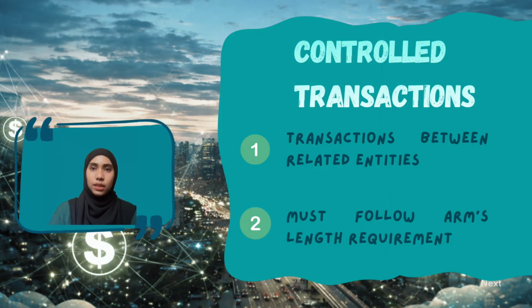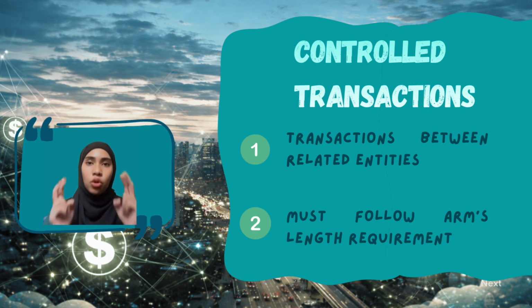When these related companies conduct business with each other, their dealings are known as controlled transactions. Control simply means the companies are under common control, which means price can potentially be influenced. Therefore, all controlled transactions must follow the arm's length principle to ensure fairness, transparency, and the correct amount of tax is paid.